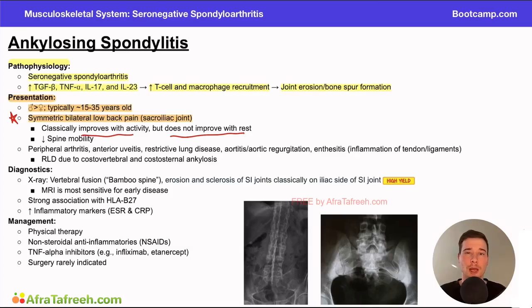Are we thinking more muscular pain where these findings would be the opposite? Or could it be ankylosing spondylitis where we see these things right here? Again, this is not what we classically think of. Typically, we'd say, oh, if you rest, it should get better. But in these patients, that is not what they will be reporting. They will be reporting that rest makes the pain worse for them.